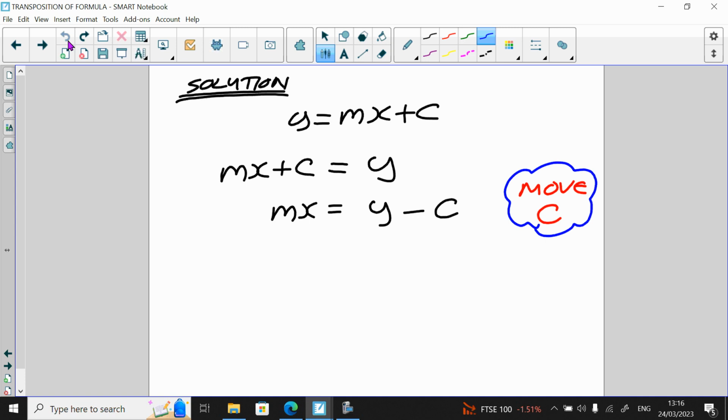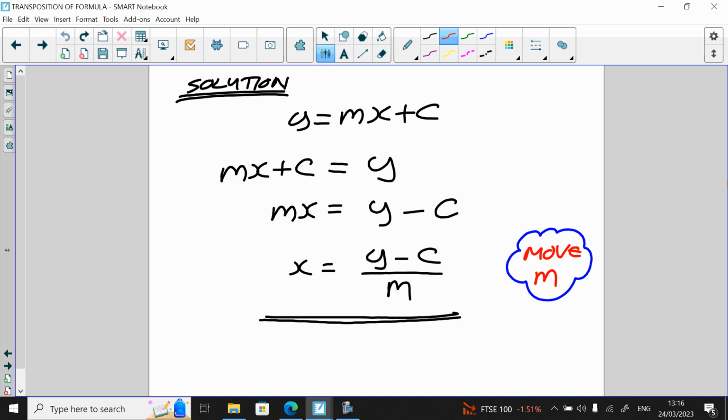Now the m is multiplying x. Let's take it over and divide. And don't put a divide sign at the end. Just put a fraction bar, and then just slip m underneath it there. So that's what we're going to do here. And then, like it's saying, move m. And that's our final answer.